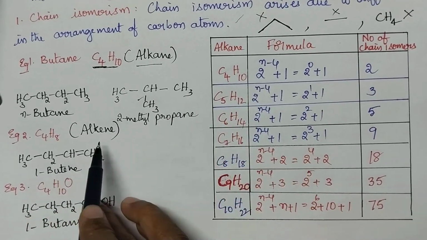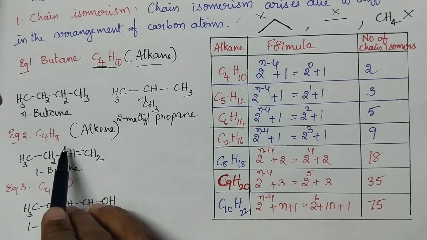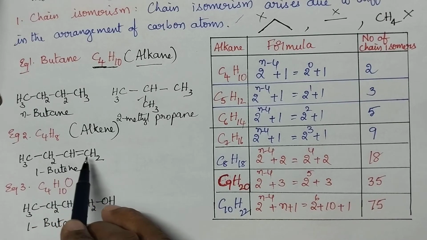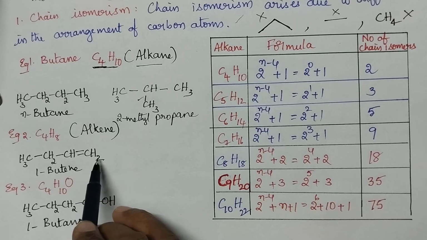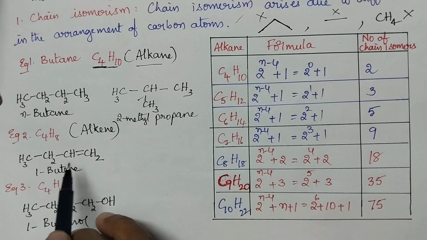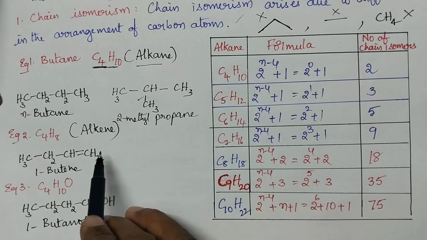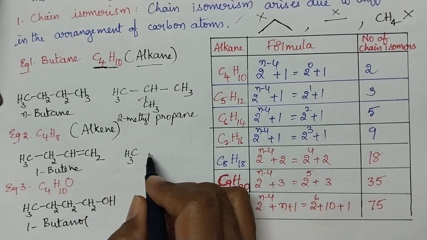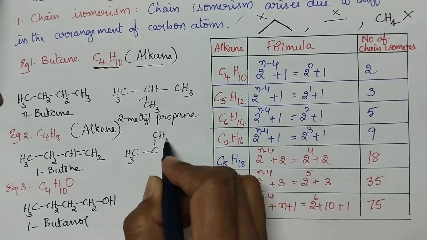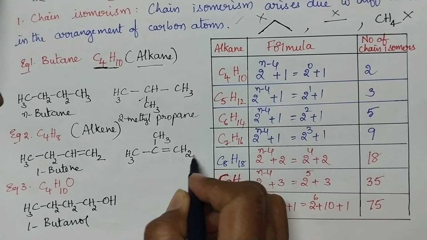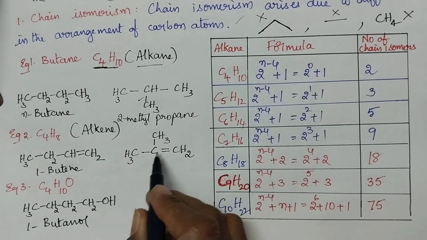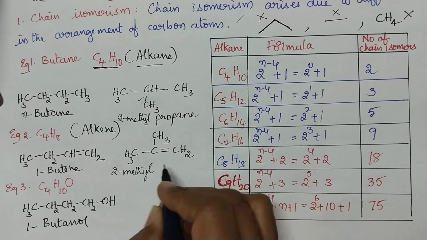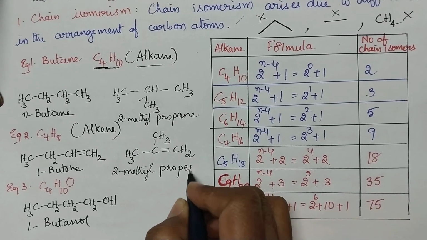In the case of alkenes, for example, let us consider 1-butene. It can be written as CH3 single bond CH2 single bond CH double bond CH2. Can you write the corresponding chain isomer? Chain isomer means there must be some change in the position of carbon atoms. So, let us write the corresponding chain isomer. CH3 single bond C, CH3, double bond CH2 is the corresponding chain isomer. Can you name this compound? In the second position a methyl group is present. So it will be called 2-methyl propene. Is it clear, students?